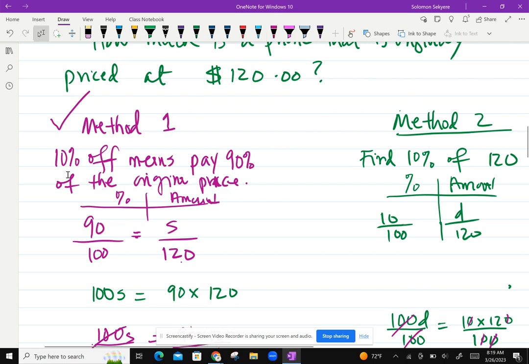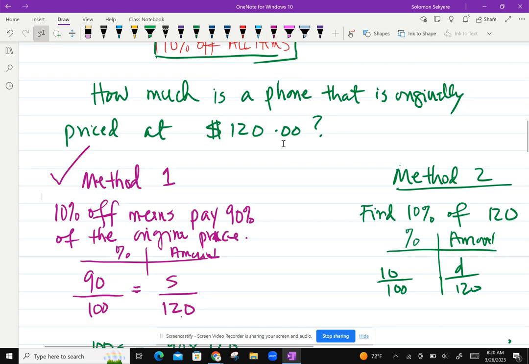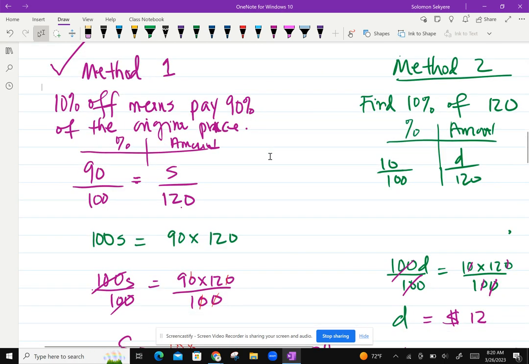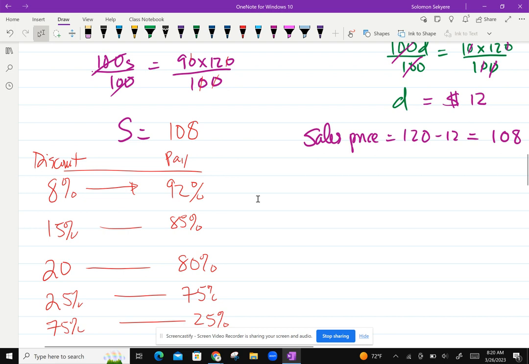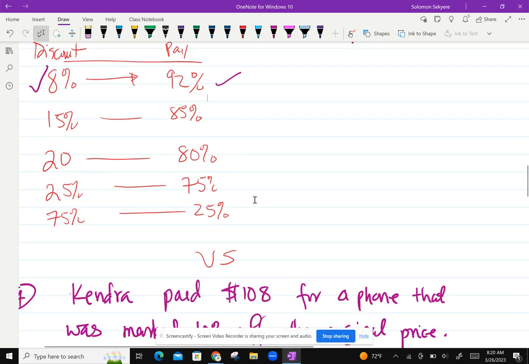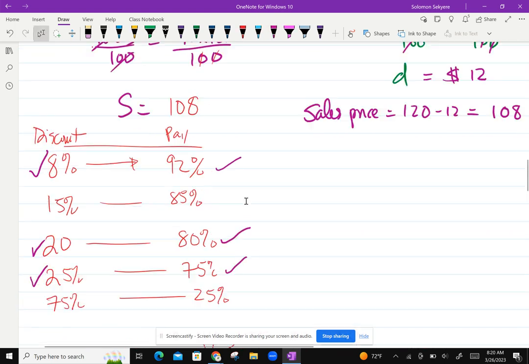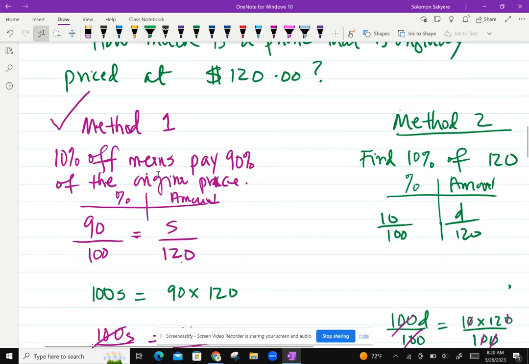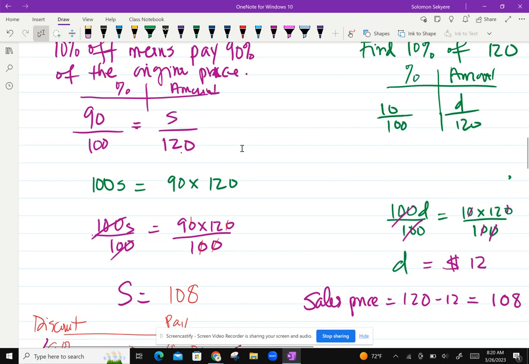If you are giving 10% off an item, that means you're going to pay 90% of the cost, right? If you're giving 8% off, that means you are going to pay 92%. If you're giving 15% off, you're going to pay 85%. If you're giving 20% off, you're going to pay 80%. If you're giving 25% off, you're going to pay 75%. You get it? So if it's 10% off, that means I'm going to pay 90%.